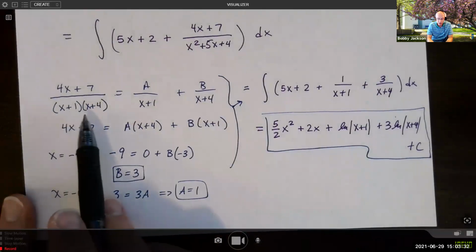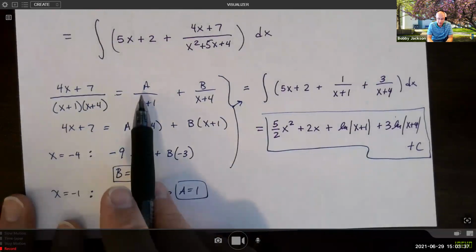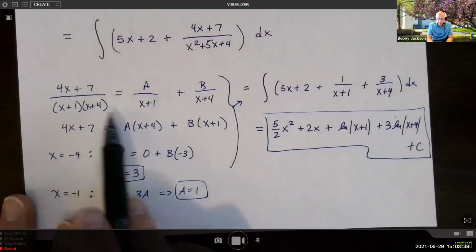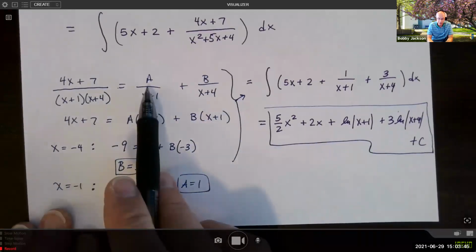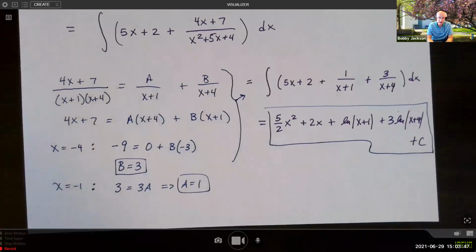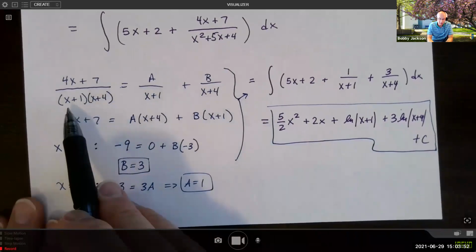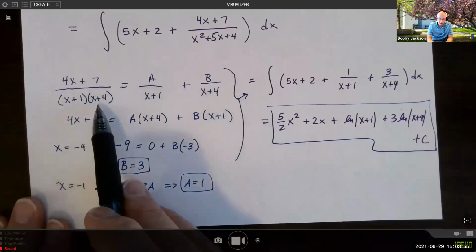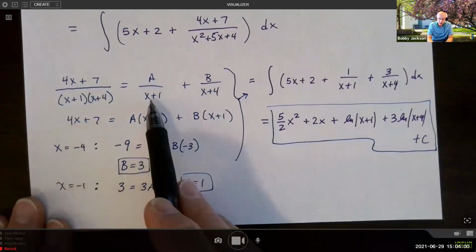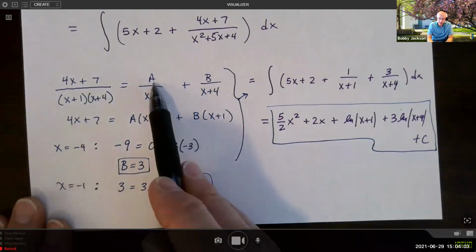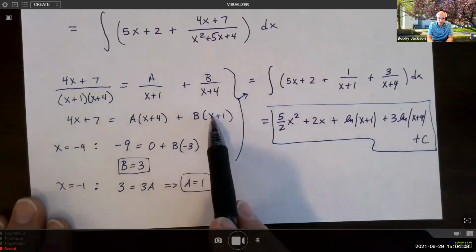So these are 2 linear factors. We have 1 linear factor, x plus 1, so that gives me 1 fraction, A divided by x plus 1, and B over x plus 4. So linear factors have constants above in the numerator. So I've got to find A and B. What I do is I multiply both sides of this equation by our least common denominator of x plus 1 times x plus 4. Of course, over here, we'll just get 4x plus 7. Here, the x plus 1s will cancel, leaving A times x plus 4. Here, the x plus 4s will cancel, leaving B times x plus 1.